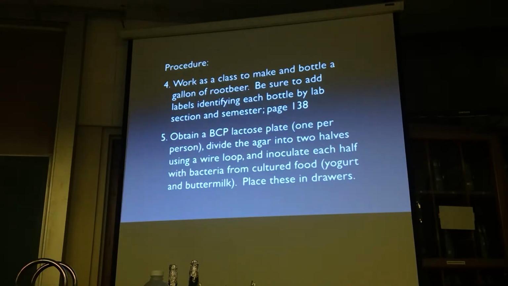Anyway, step 5, each person is going to obtain a BCP lactose plate. BCP is bromocresol purple, so it's a pH indicator. The medium is violet, purple. Each person is going to take one of those plates. What I want you to do is divide the plate in half. Just use your wire loop and cut the agar so that you've divided it into 2 sections. And then you're going to put cultured food yogurt on one side, streak some culture on from yogurt, and on the other side, buttermilk. And then when those have grown, we'll be able to look at some of the organisms associated with yogurt and cheese production.